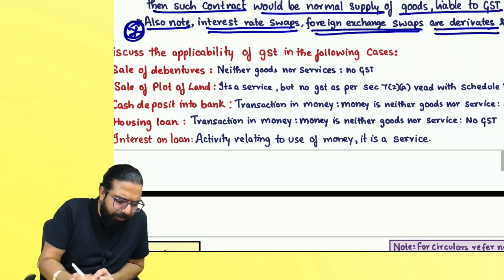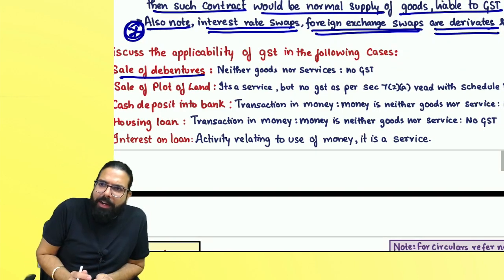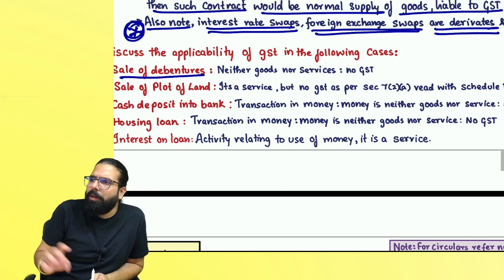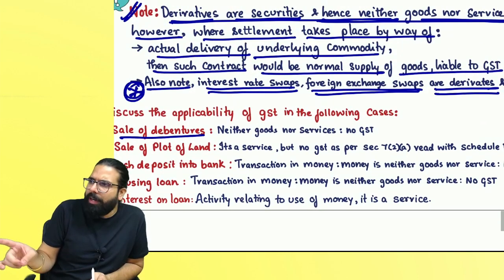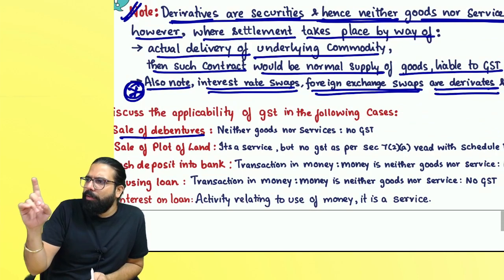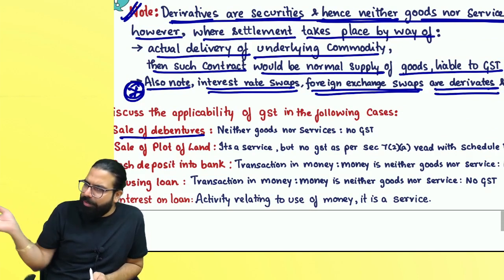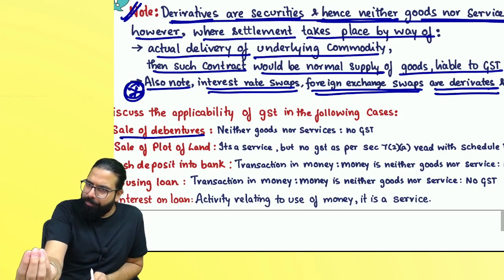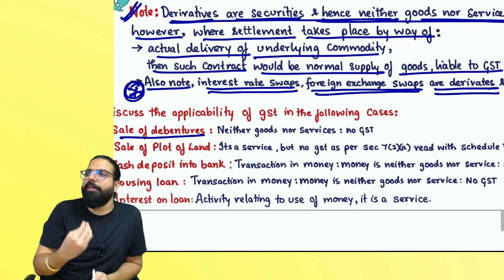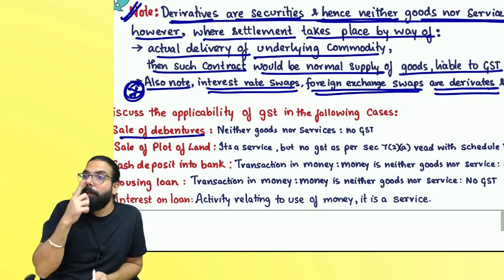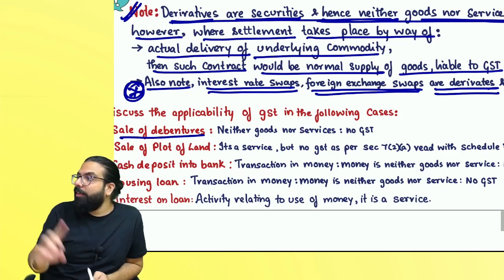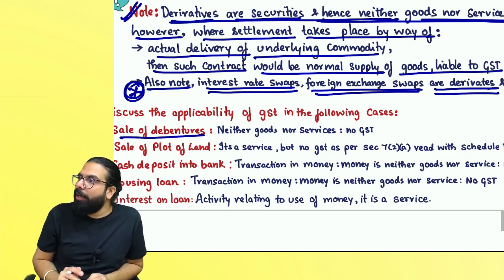I have given some examples. Sale of debenture. Debentures are neither goods. One minute. Derivatives, I told you the right thing, no? Derivatives are generally securities, neither goods nor service. But where an actual commodity is being transferred, then it is goods and GST will come. Can I go ahead, everyone?